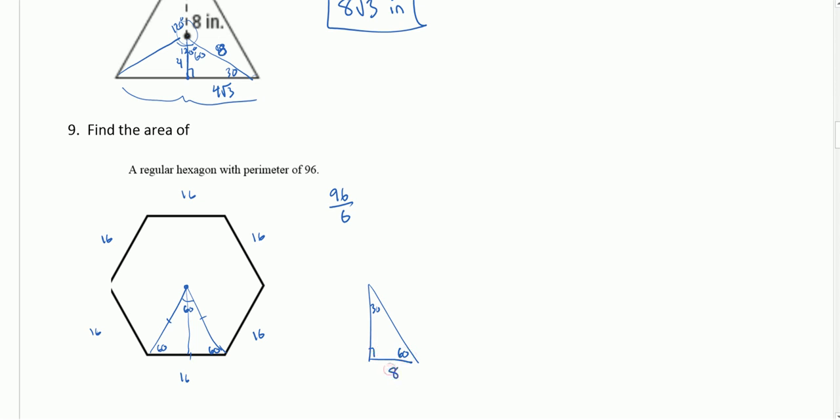where the base of this would be half of the 16 because I'm cutting it in half. The hypotenuse is double that, which we knew was 16, and then this side is 8 root 3. So the area of this piece is going to be 1/2 base times height, which is 32 root 3.